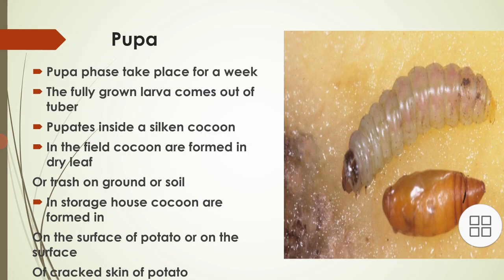Pupa. Pupa phase takes place for a week. The fully grown larva comes out of tuber and pupates inside a silken cocoon. In the field, cocoons are formed in dry leaf or trash on ground or soil. In storage house, cocoons are formed on the surface of potato or on the surface of cracked skin of potato. This is the pupal phase, this brown-like structure in the picture over here.